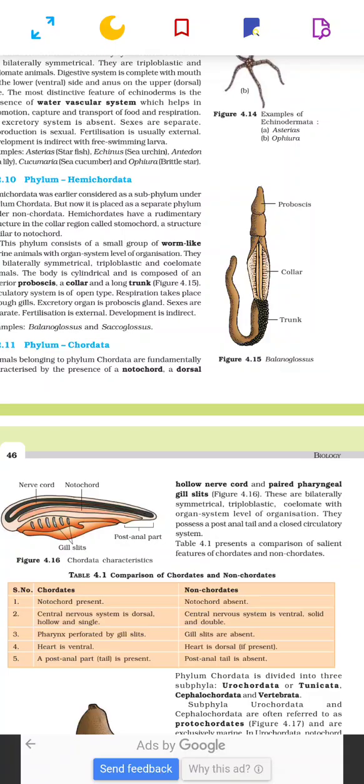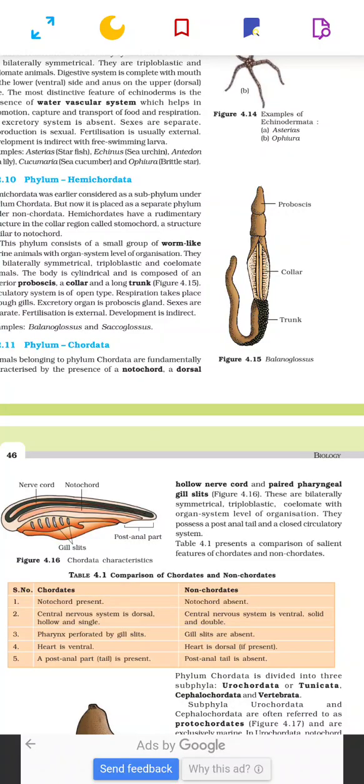Chordates are the animals which have a notochord, and non-chordates do not have a notochord. The central nervous system is dorsal, hollow and single in chordates. The central nervous system is ventral, solid and double in non-chordates. Pharynx is perforated by gill slits in chordates. Gill slits are absent in non-chordates.